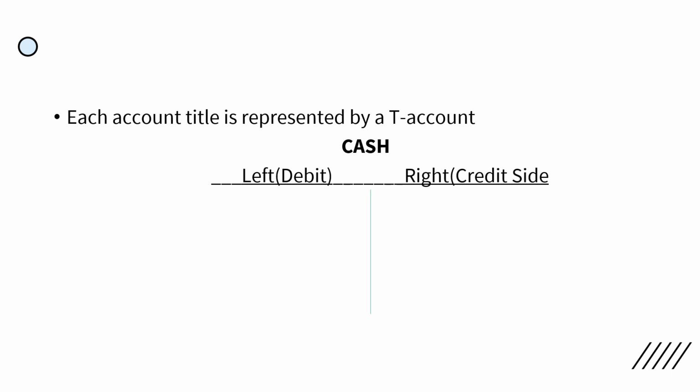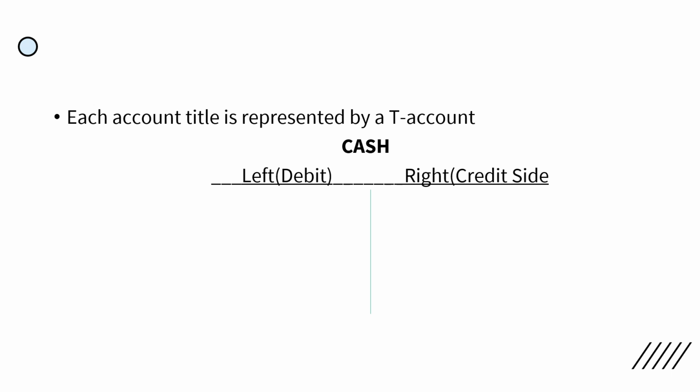Okay, next is the discussion of your normal balance of an account. So we have to understand first that each account title is represented by a T account. So for example, this is the T account. Actually, this is the skeletal form of your general ledger. So each general ledger of an account title, you have to place on top of the T account the name of the account title. So cash, for example. So this becomes now the cash account.